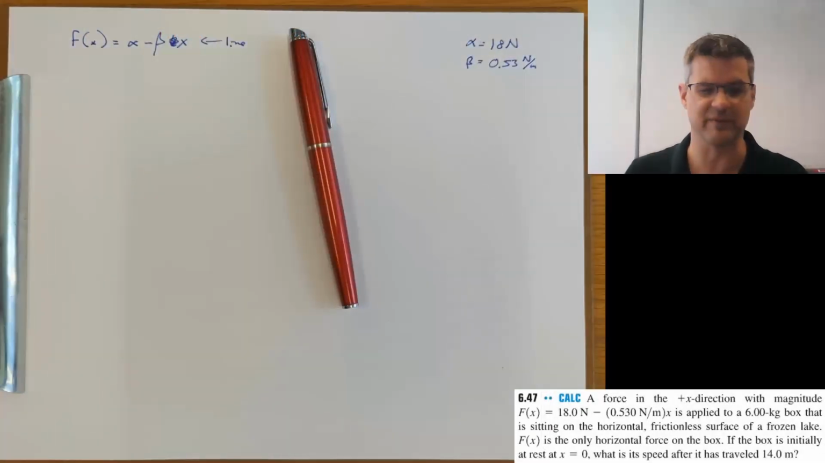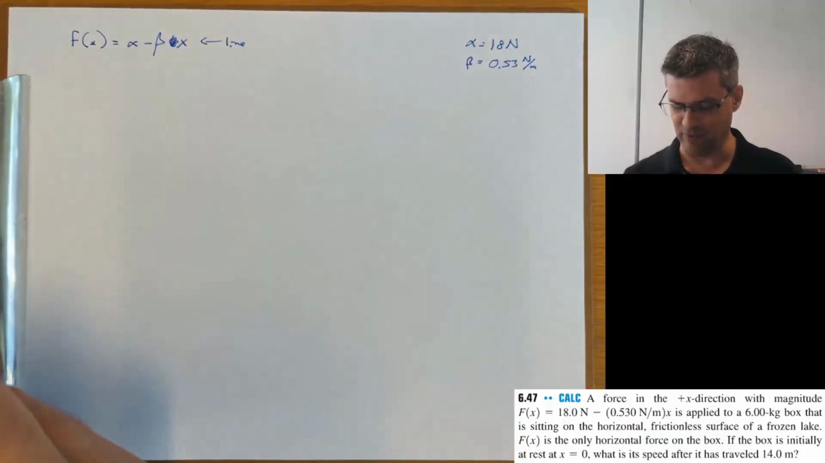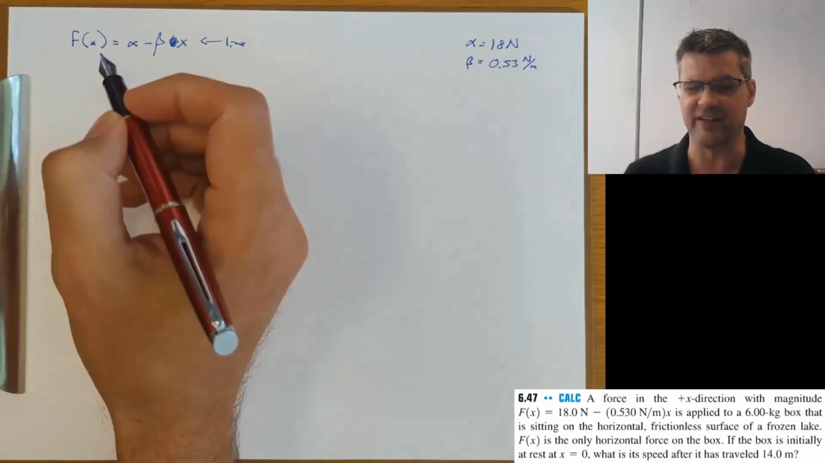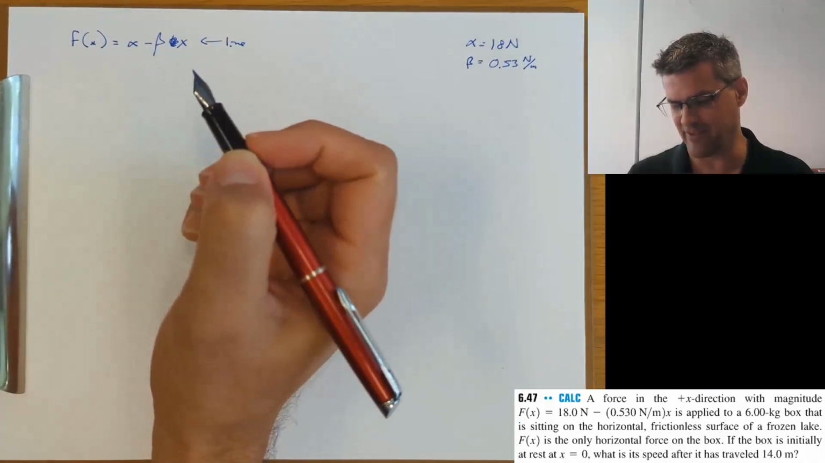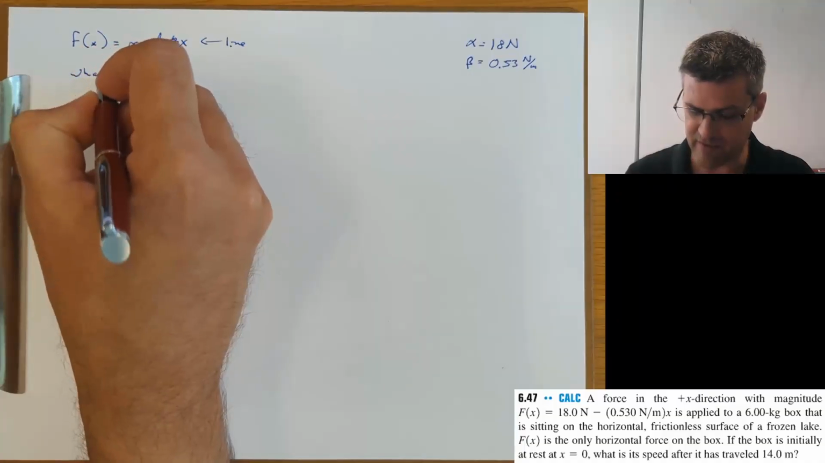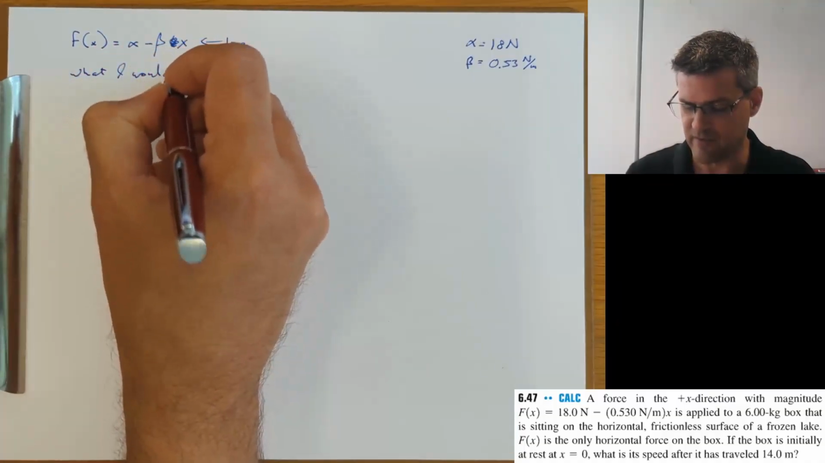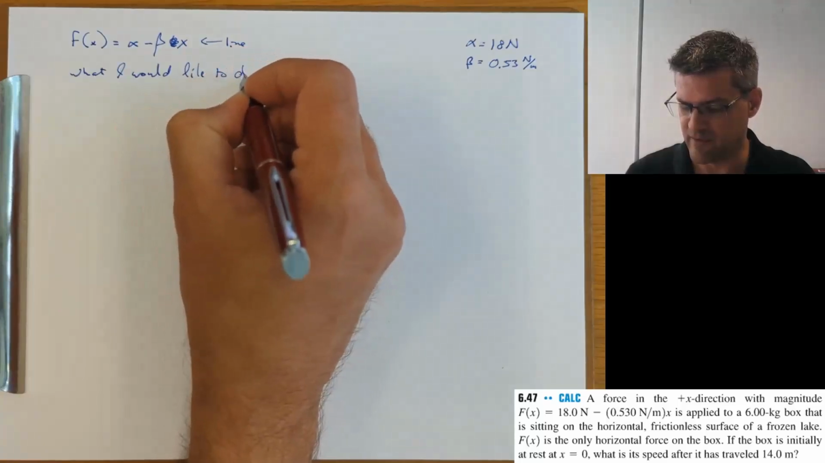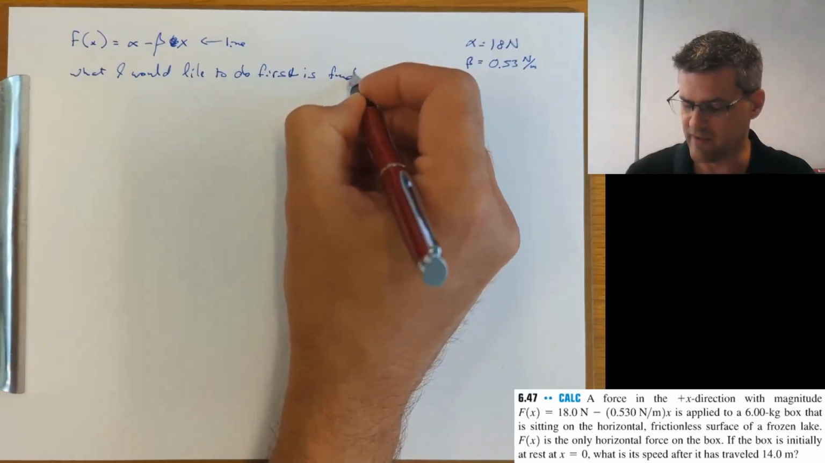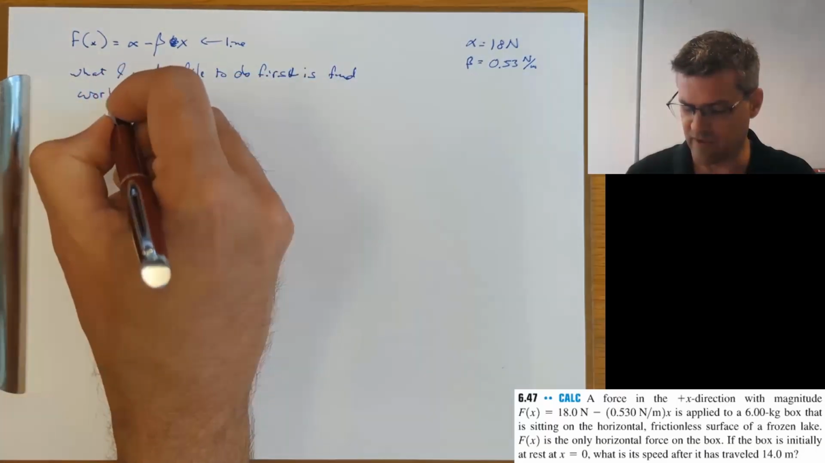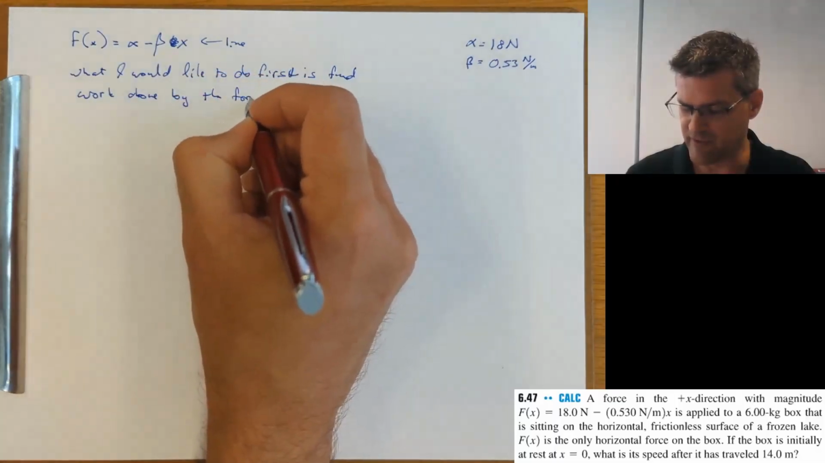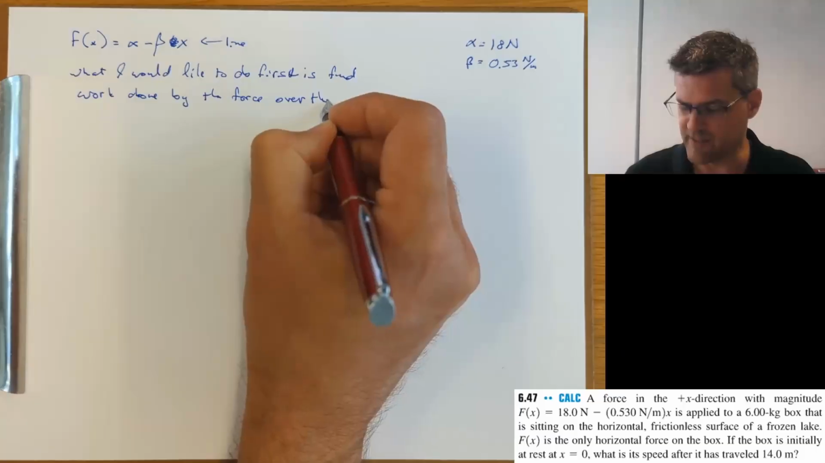So going back to the problem, here's what we have. Force is a function of position that looks like this line. And what we are asked to find is what is its speed after it has traveled a certain distance. What I would like to do first is find the work done by the force over this distance.